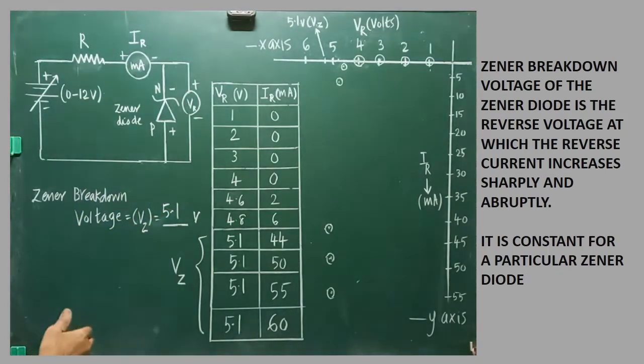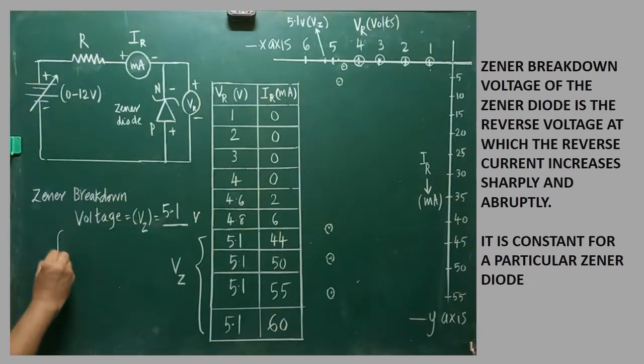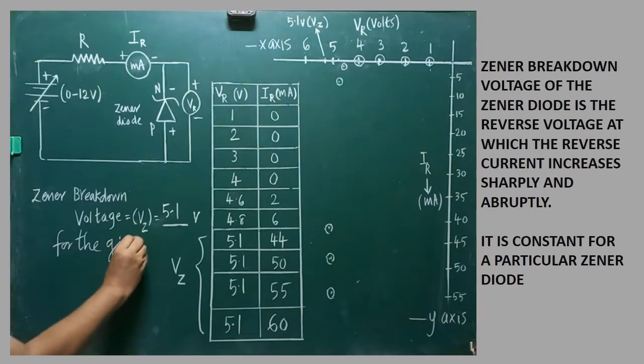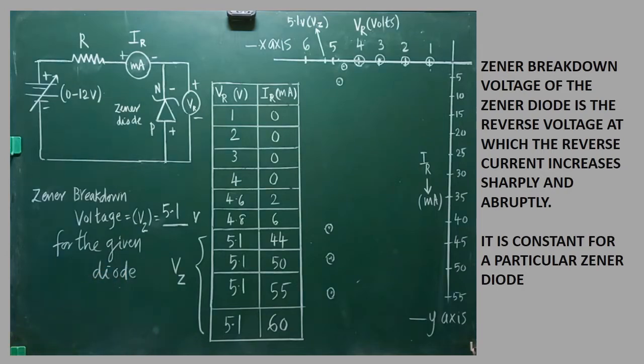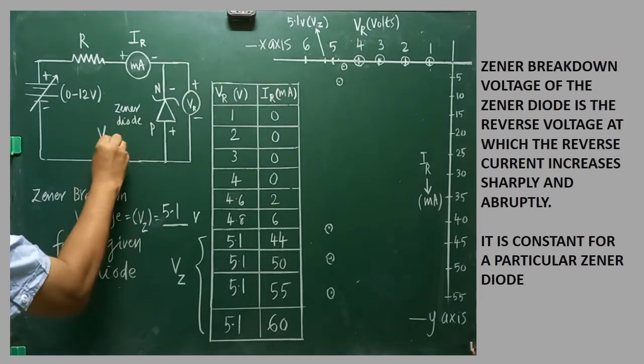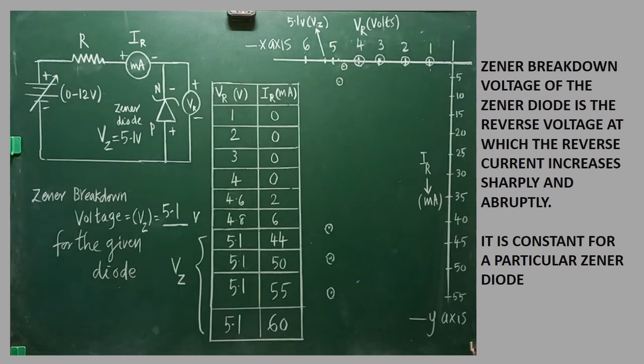In this case, what is the value of Zener breakdown voltage for the given diode? For the given diode, that is a must. Different Zener diodes will have different values of Zener breakdown voltage. Here, for this particular diode, the VZ value is how much? 5.1 volt. Are you clear? So different diodes with different breakdown voltages are available in the market.